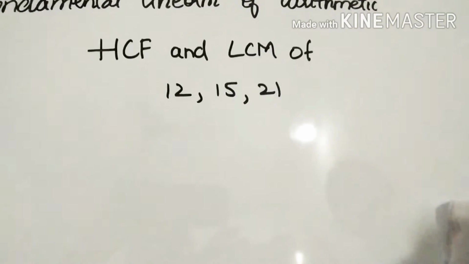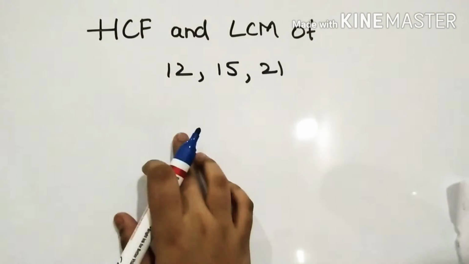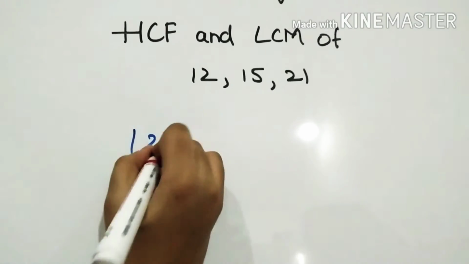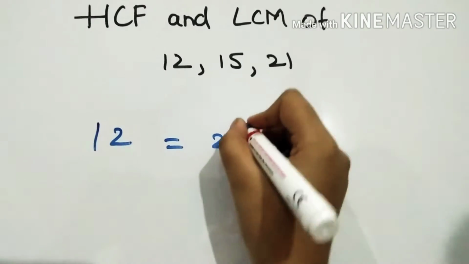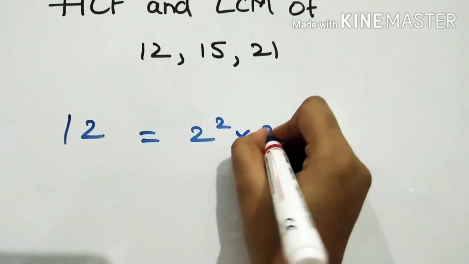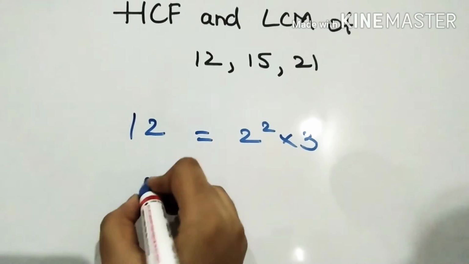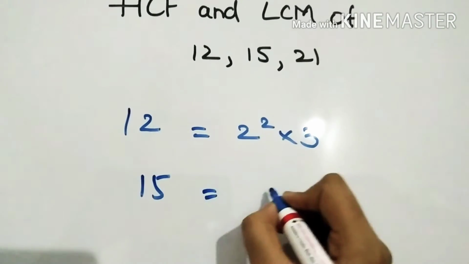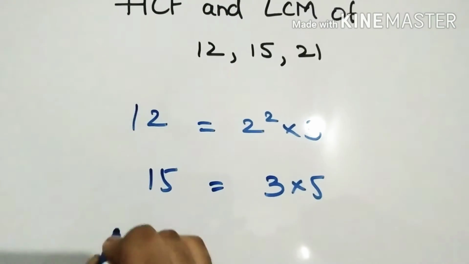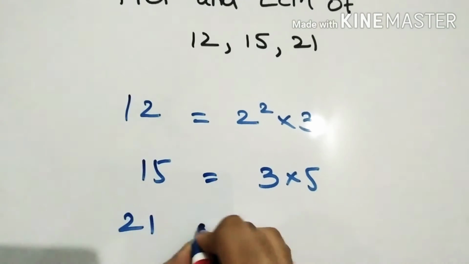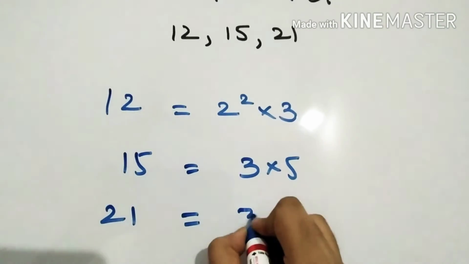So let us find out HCF and LCM of 12, 15 and 21. The factors of 12 are 2 square into 3. The factors of 15 are 3 into 5. The factors of 21 are 3 into 7.